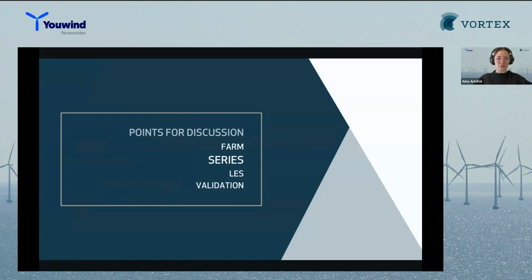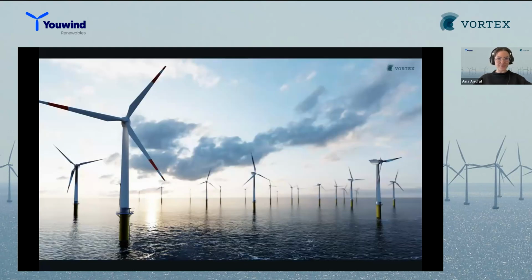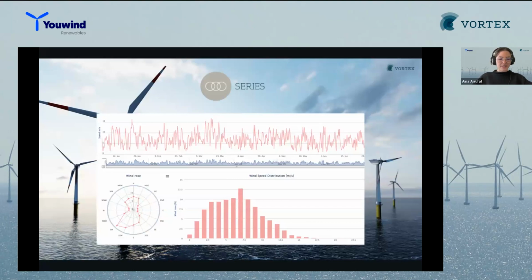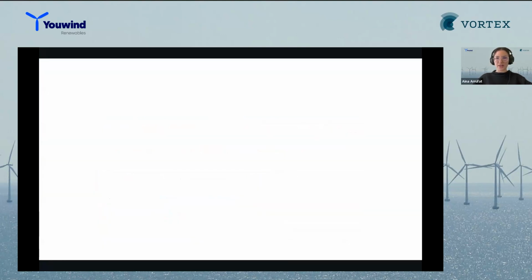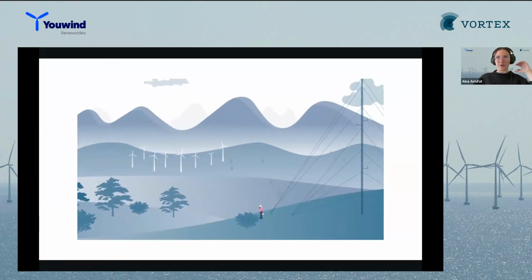Then let's move to Sirius. Okay, Sirius is one of our classic products, hourly and 3-kilometer resolution to use when local measurements are already available and long-term extrapolations are required. I have also a short video that shows Sirius.